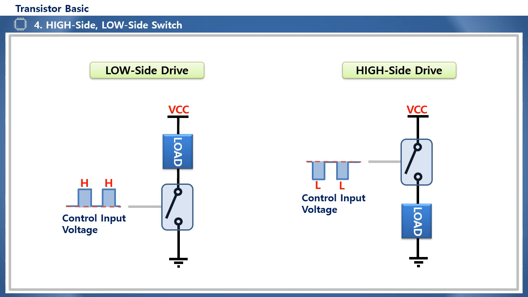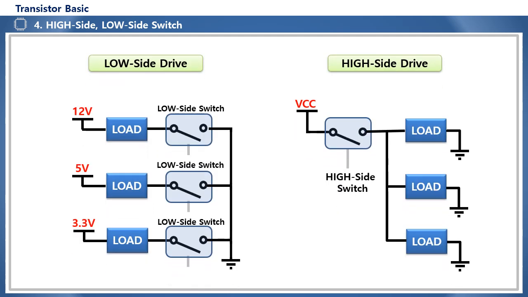On the other hand, the high side driving method is an active low method in which the control input voltage or current is applied based on the power supply voltage. So a PNP or P-type MOSFET is applied, and it turns on when the control input is low. For loads that use multiple power supply voltages, a low side switch is appropriate. For loads that use the same power supply voltage, a high side switch is appropriate.